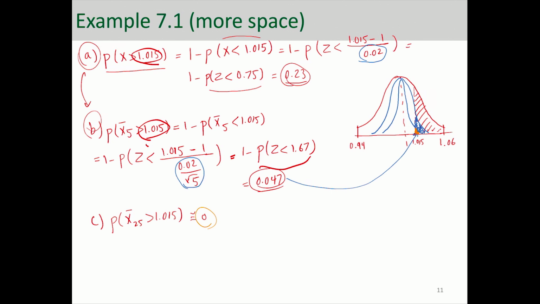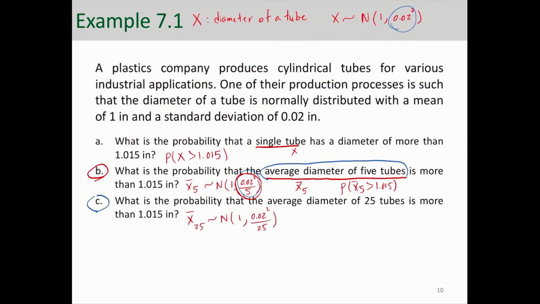So as you increase your sample size, the normal distribution gets very narrow with a smaller variance or standard deviation. That is the impact of sample size. We're going to look at another example in the next video.